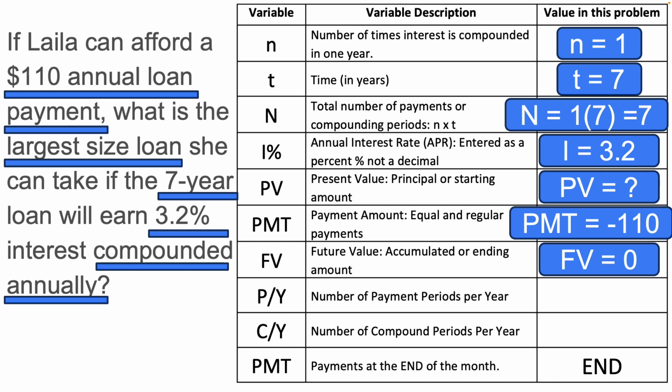Now let's find PY and CY. These are the number of payment periods or compounding periods per year. These are always going to be the same value. So the number of payment periods or compounding periods is going to be 1 in this case because it says that she's making an annual payment and interest is compounded annually. So both PY and CY are 1. Now let's go over to our TVM solver, plug in these values, and solve this problem.